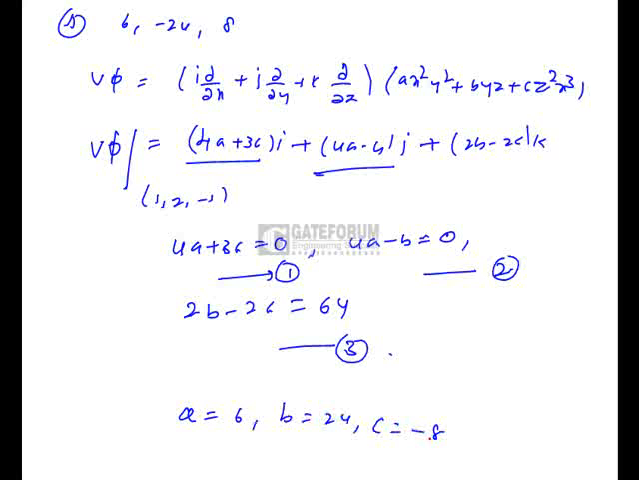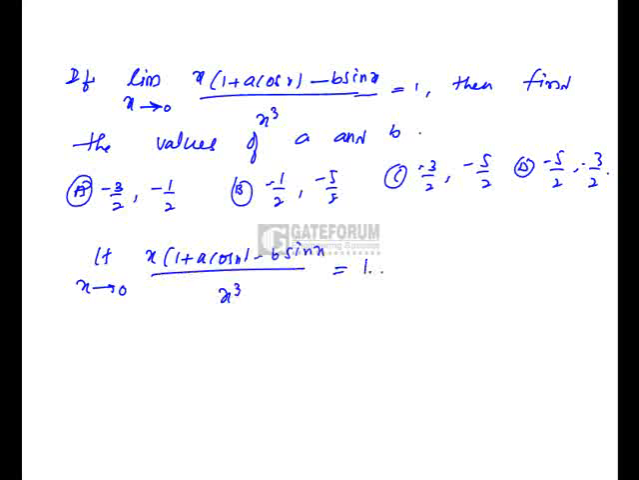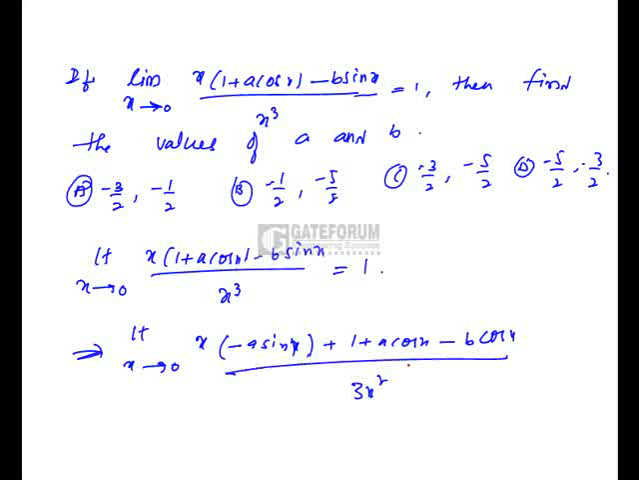Find the values of a and b, where the limit as x tends to 0 of x times 1 plus a cos x minus b sin x, divided by x cube, is given as 1, a finite value. So let us use L'Hospital rule, because the given function is of the form 0 by 0. If we differentiate numerator and denominator, it will be the limit as x tends to 0 of x into the differentiation of 1 plus a cos x, which is minus a sin x, plus 1 plus a cos x, and the differentiation of x is 1, minus the differentiation of sin x, which is cos x, by 3x square.